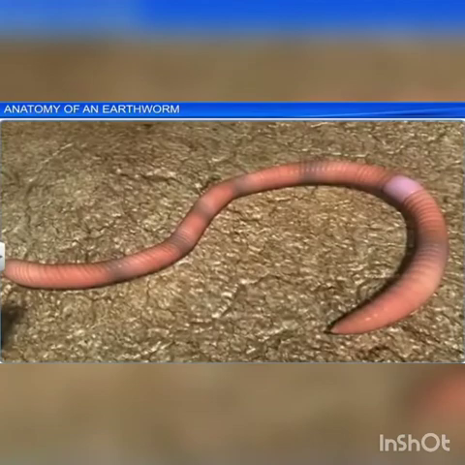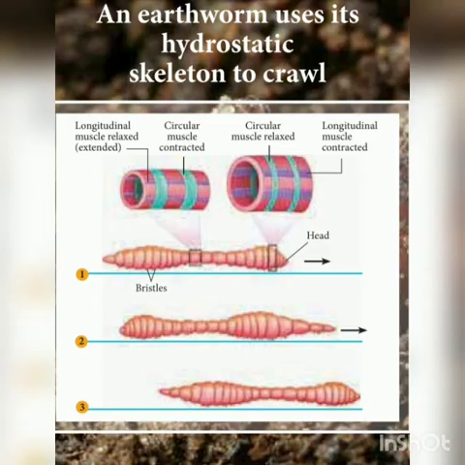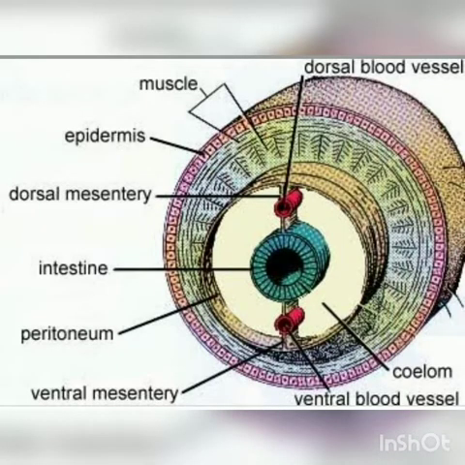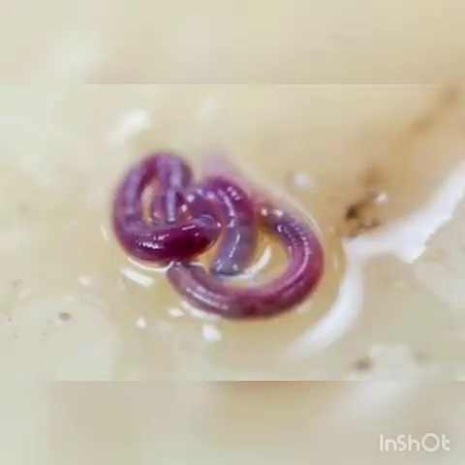So there are 2 types of muscles, circular muscles and longitudinal muscles. When the circular muscles contract, the earthworm's body becomes long and thin. Okay? While the longitudinal muscles make the body short and broad. When the longitudinal muscles contract, its body becomes short and broad. So locomotion is brought about by the contraction and relaxation of the muscular body wall. The coelomic fluid of the earthworm is milky and alkaline. It consists of granulocytes, amoebocytes and leukocytes.